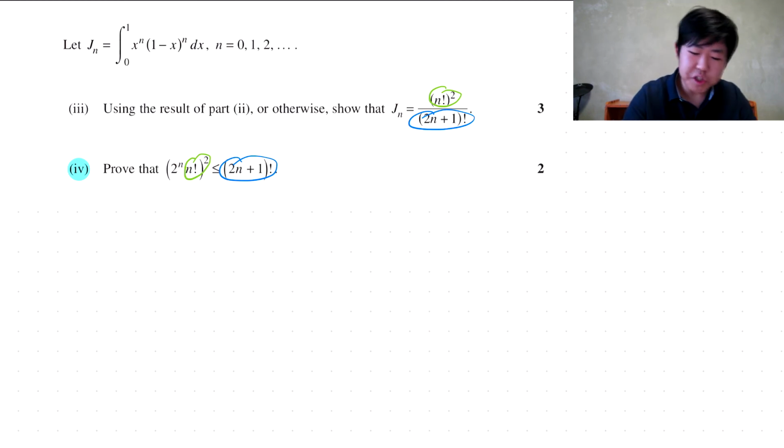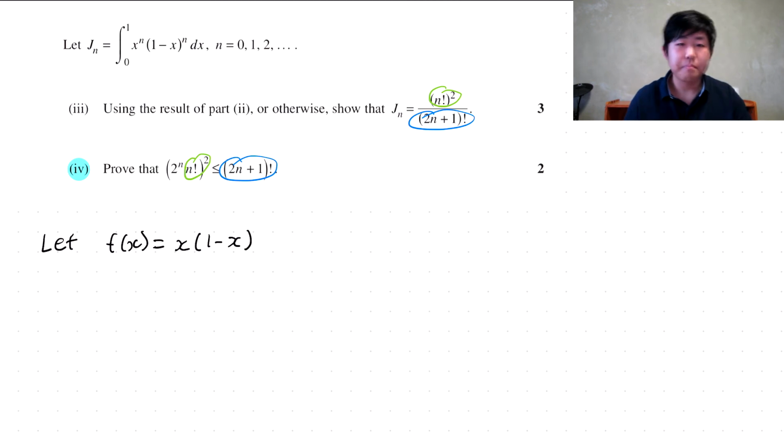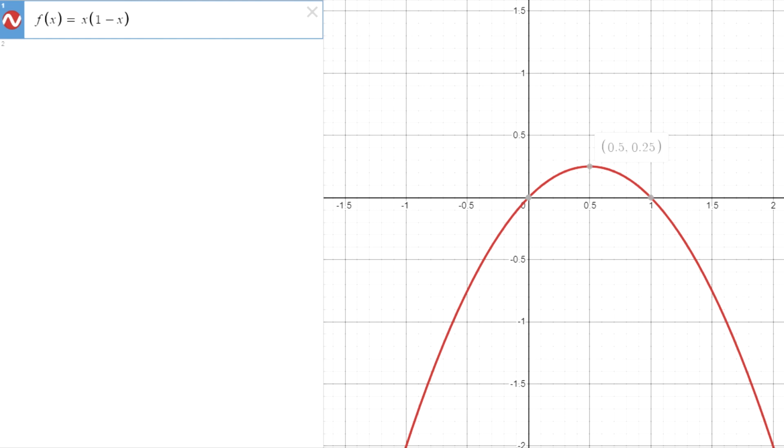So the first step to this question is we let f(x) equal to x(1 minus x), like that. And we need to find the maximum value of f(x), either using the graphing method or the differentiation method. And the graph will be shown here. As you can see, the graph is a parabola where the maximum is a quarter, where x equals a half.